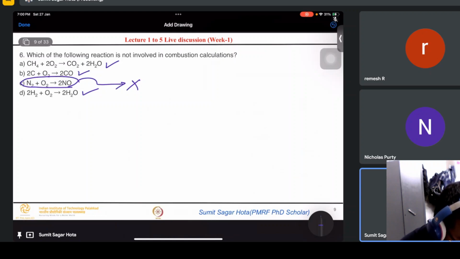What is the number of moles of products? Mostly, if you see this kind of reaction, NOx formation cannot be done this way. NOx always forms in the exhaust. For example, I can show you the correct way of how this NO will come.